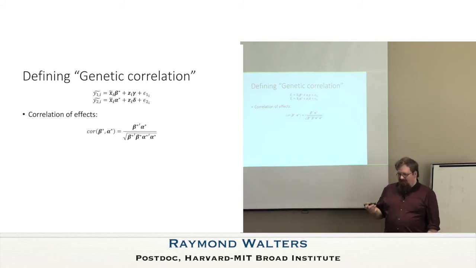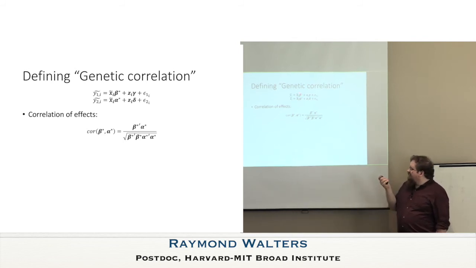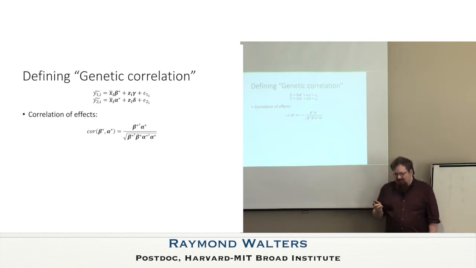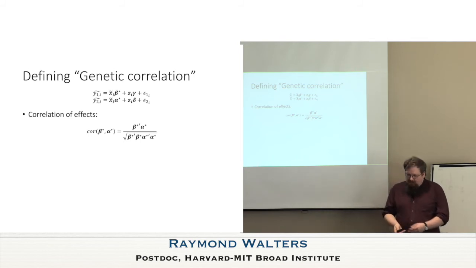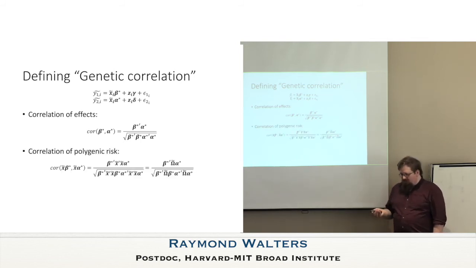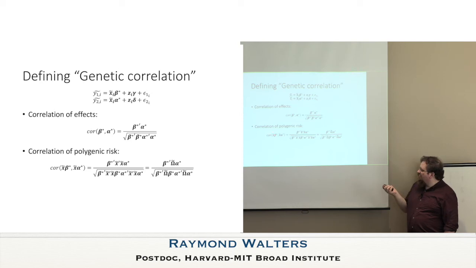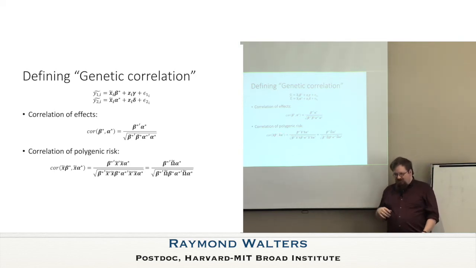One way we could think about it is, well, we've got effect sizes for the SNPs here and effect sizes for the SNPs here. So let's just talk about the correlation between those effect sizes. Fairly straightforward, fairly intuitive: are the effects correlated? But we could equally develop an intuition where we're interested in the correlation of the overall genetic component between these two. So how much is the total contribution from the genetics, the X beta, and the total contribution of the genetics for the other phenotype, this X alpha, how much are those overall quantities correlated?